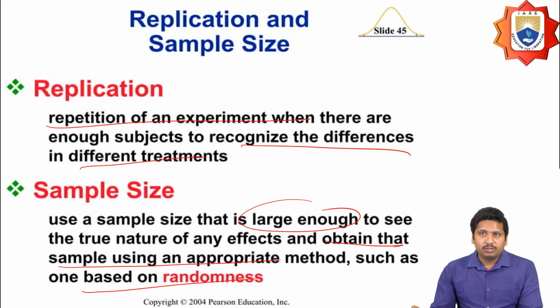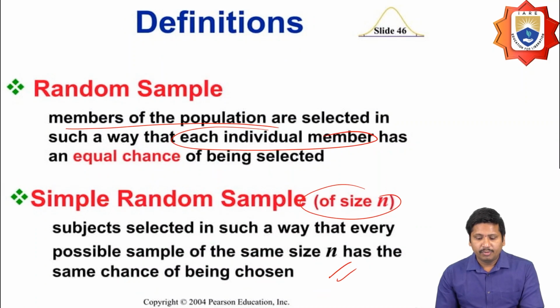And when it comes to sampling, here I'm going to explain what replication is. That should be repetition of experiments. We need to have enough subjects to recognize the differences in different treatments, and the sample size should be large enough, using appropriate methods based on randomness. That should be the sample size. And a random sample means members of the population are selected randomly, with an equal chance of being selected.